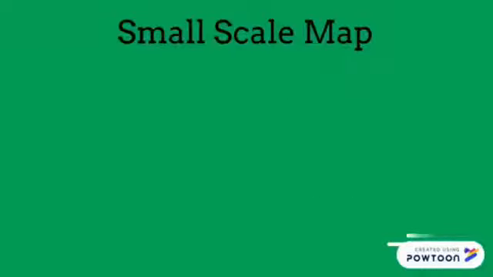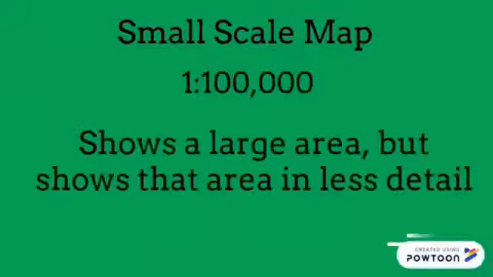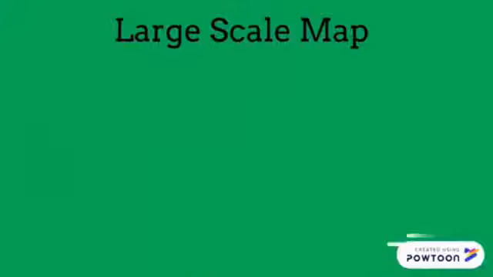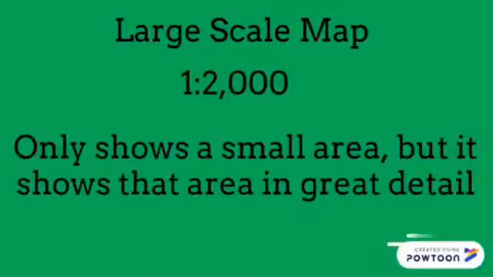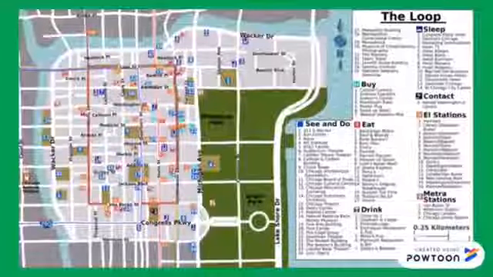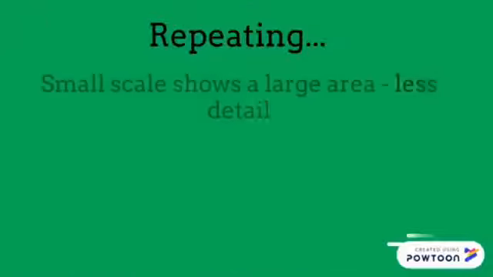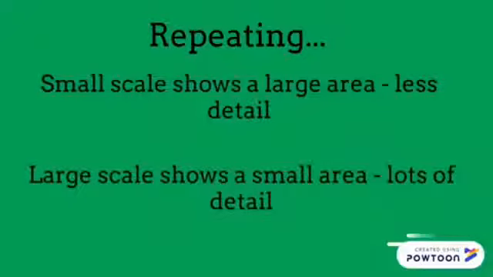So, a small scale map, such as 1 to 100,000, shows a large area but shows that area in less detail, like this map of the city of Chicago. A large scale map, such as 1 to 2,000, only shows a small area, but it shows that area in great detail, such as this map of an area called the Loop in Chicago. Repeating, small scale shows a large area, large scale shows a small area.